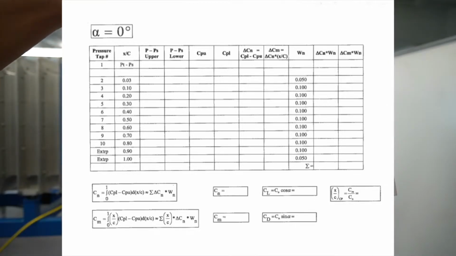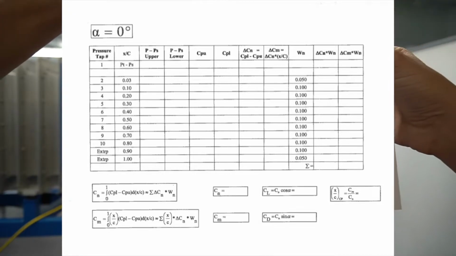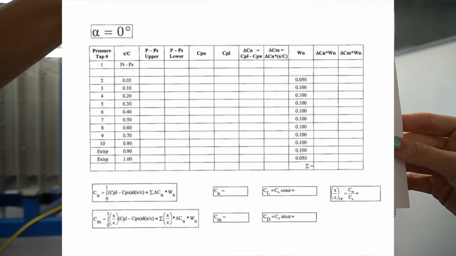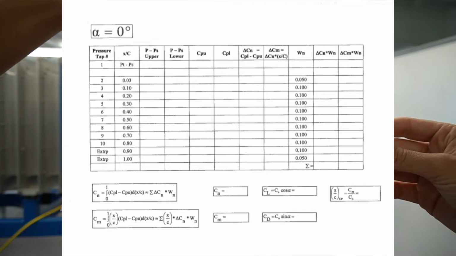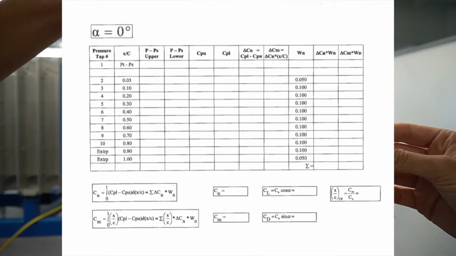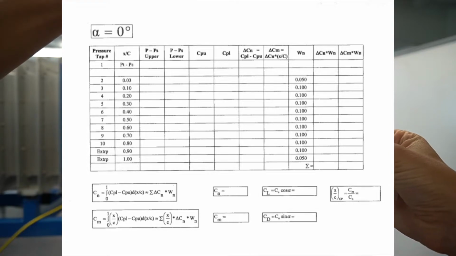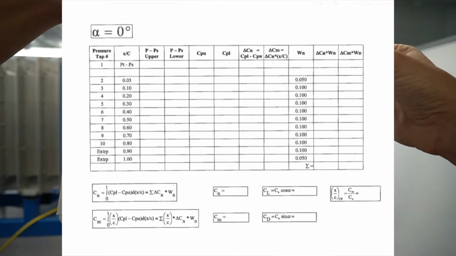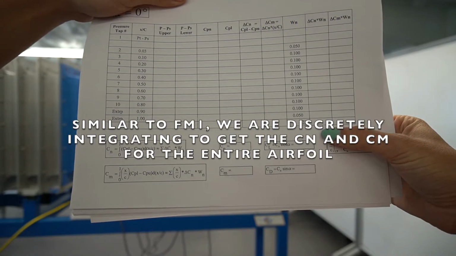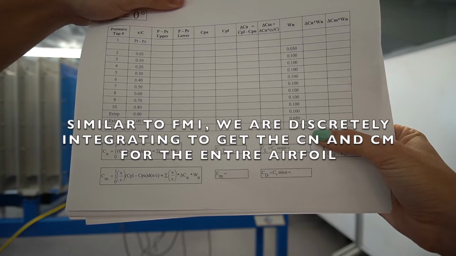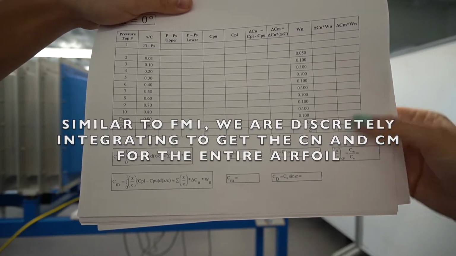So the next column along is our weighting function. Jay, do you want to tell us about that? Yeah, so what we've calculated is our Cn and Cm at each location, but we want to find the total Cn and Cm for the airfoil. So we're going to multiply the values we calculated at each location by the weighting function and sum it all up to get the total. We're going to do this both for our normal coefficient and our moment coefficient.